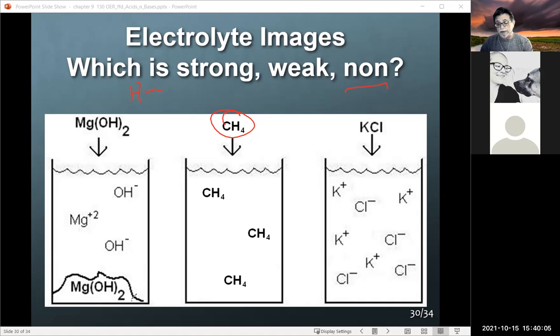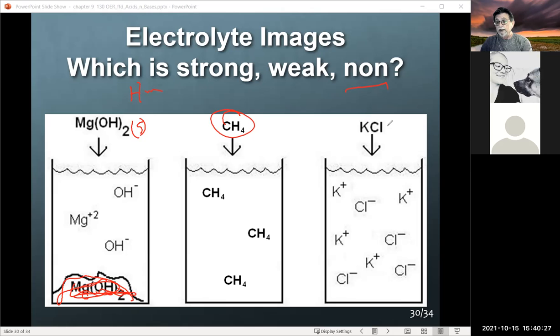We talked about magnesium hydroxide at length, how the bulk of it is down at the bottom. So magnesium hydroxide will be a weak electrolyte simply because the majority of the material is insoluble. Okay, so this would be classified as a solid here.